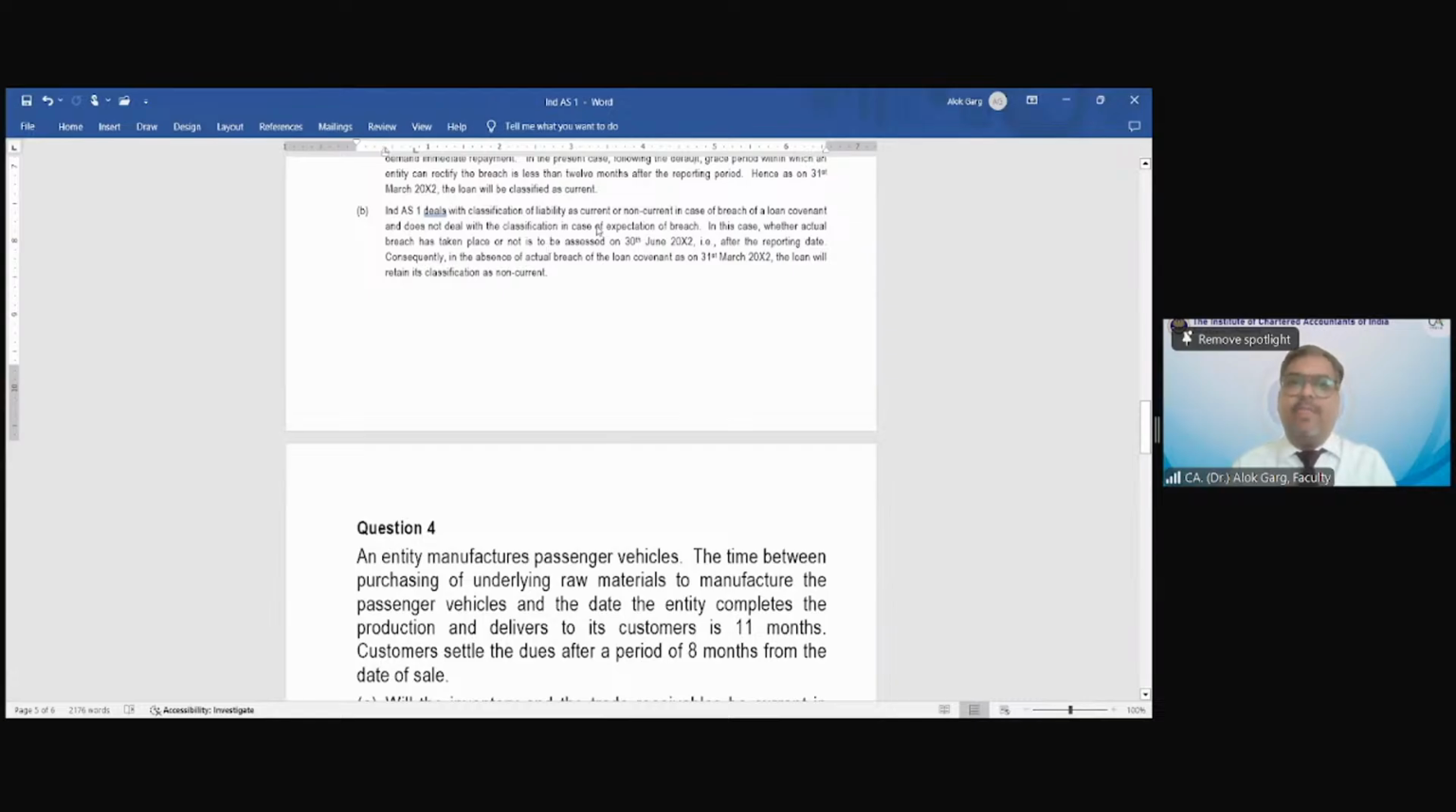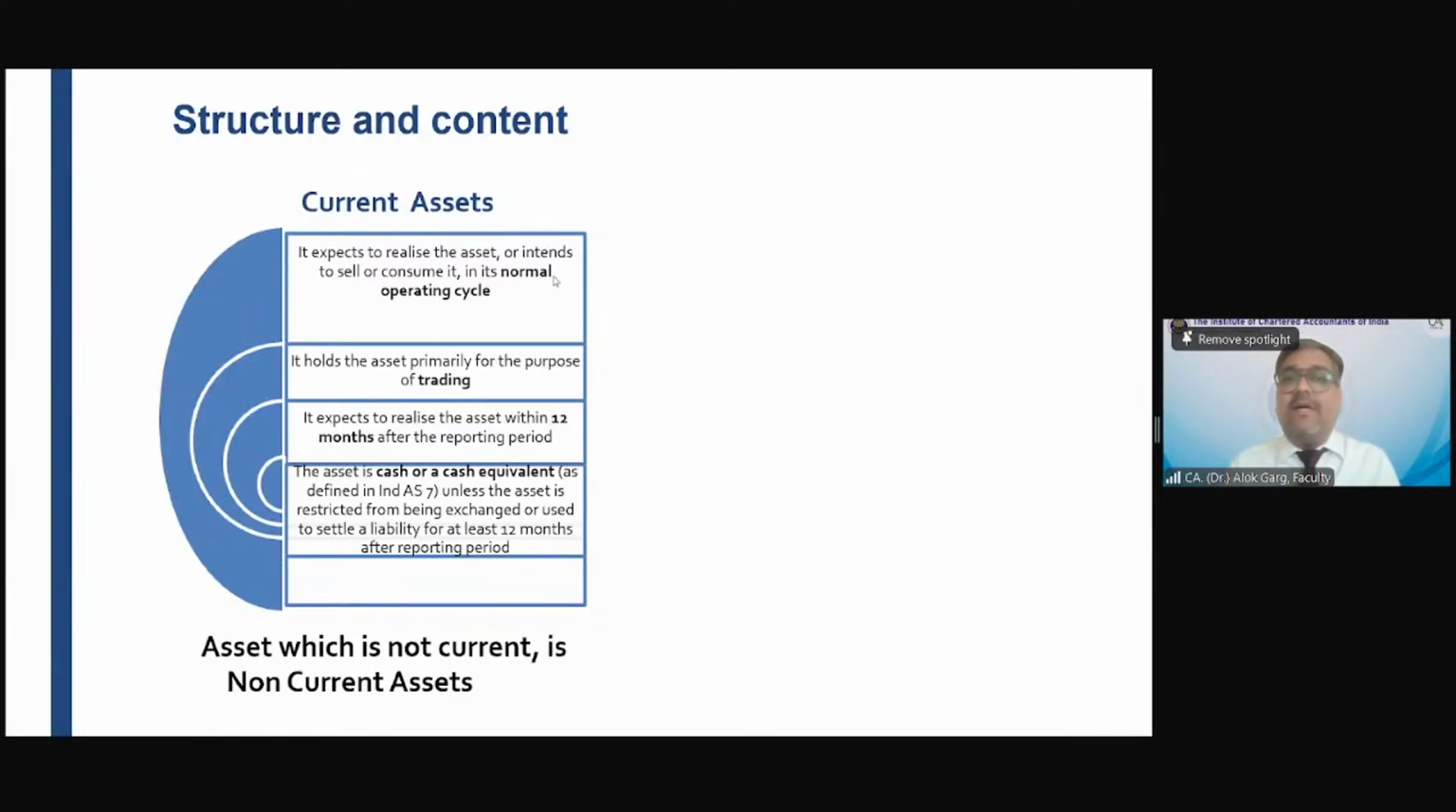So we discussed what is meant by current asset. Current assets are those assets where the entity expects to realize the asset or intends to sell or consume it within the normal operating cycle. Second, it holds the asset primarily for the purpose of trading, like inventory. Third, it expects to realize the asset within 12 months after the reporting period. For example, tender deposit, electricity deposit, right? Where you are not expecting that it is going to be refunded within 12 months, then it has to be classified as non-current. If you are expecting that, yes, I am going to recover within 12 months, then it is current.